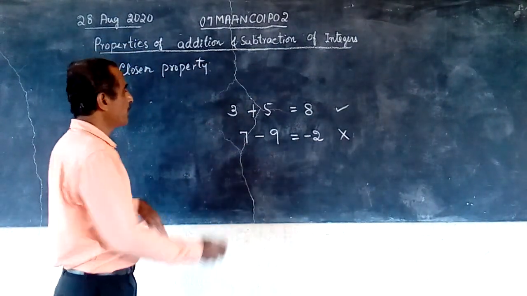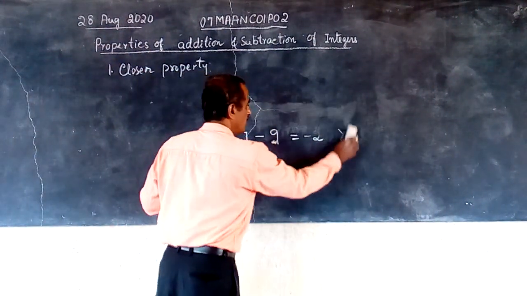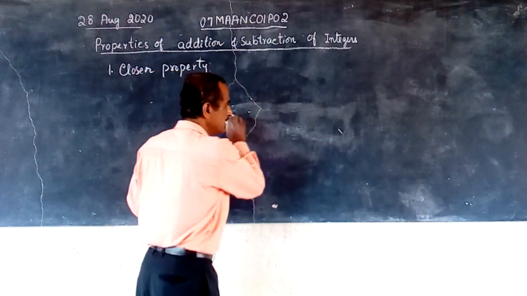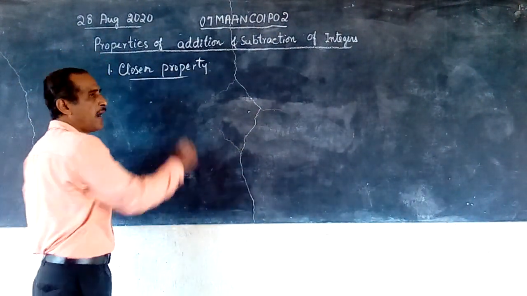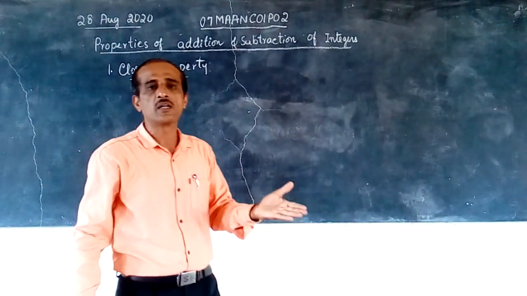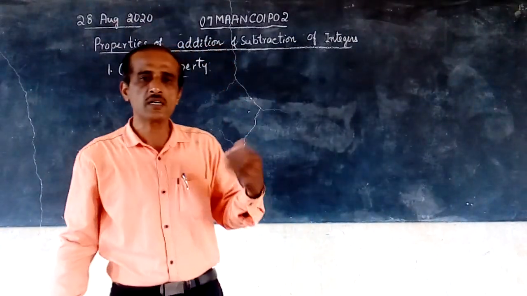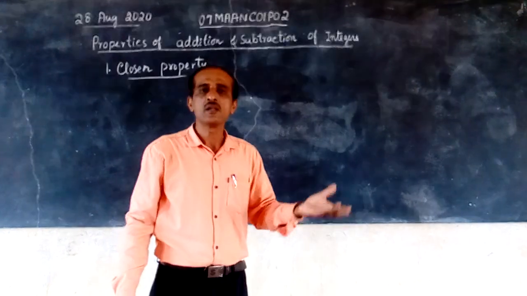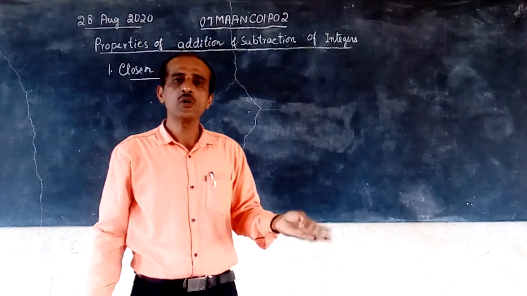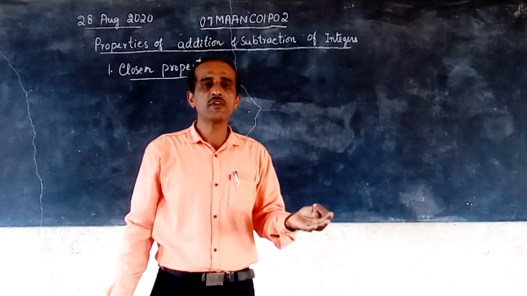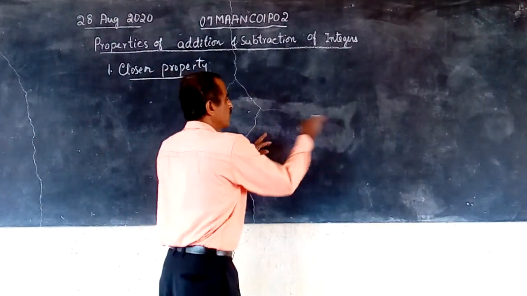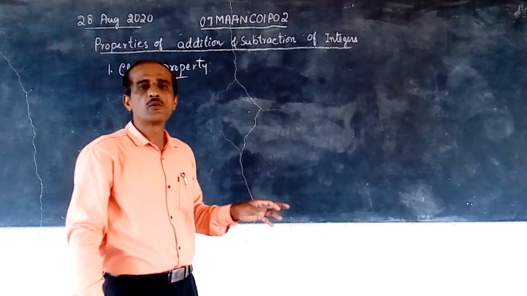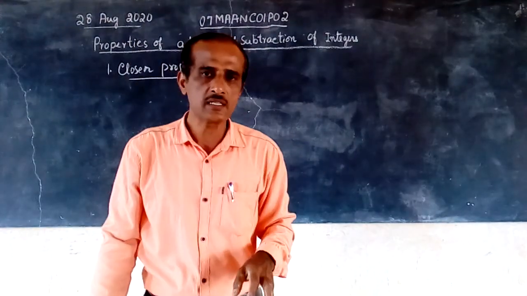But now what happens for integers? Not for whole numbers, but for integers, what happens to closure property? For example, you have seen integers. What are integers or which are integers? Can you recall? All positive, negative, along with zero. If you write on the number line, all negative numbers, all positive numbers, and zero together constitute integers, isn't it?